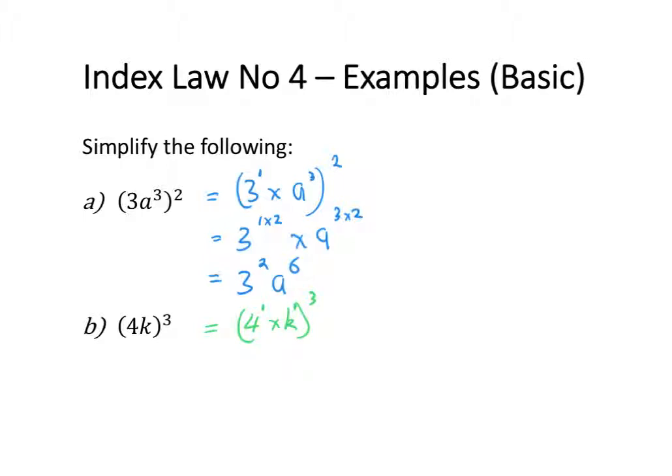So 4 to the power of 1 times k to the power of 1. And to apply the fourth index law, I want to multiply both of those indices by 3. So that is going to equal 4 to the power of 1 times 3 times k to the power of 1 times 3. So that's going to equal 4 to the power of 3, k to the power of 3. So 4k to the power of 3 equals 4 to the power of 3, k to the power of 3. So remembering, when I have more than one term inside my bracket, I need to multiply the powers of both terms by the power outside the bracket.